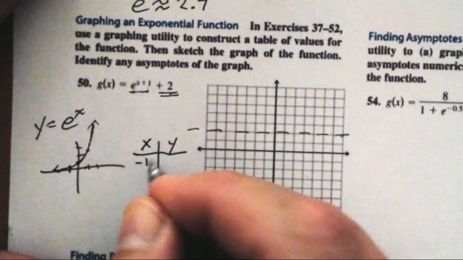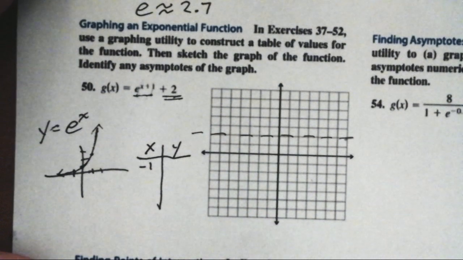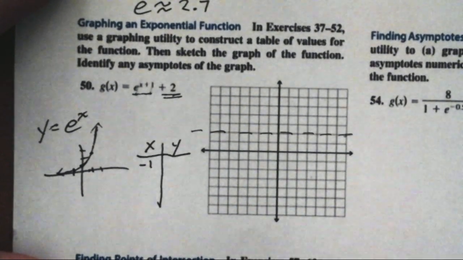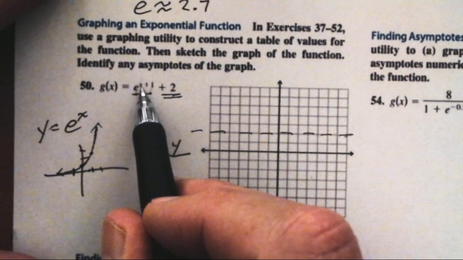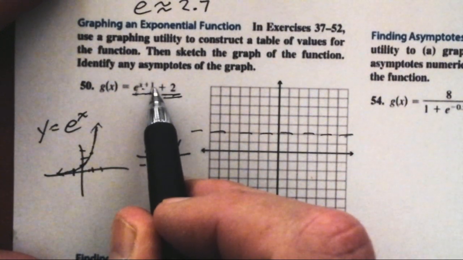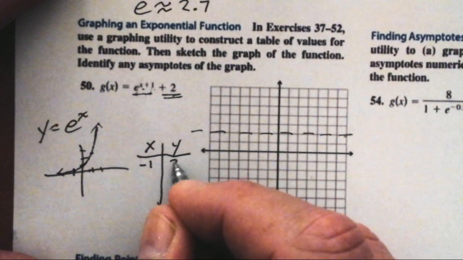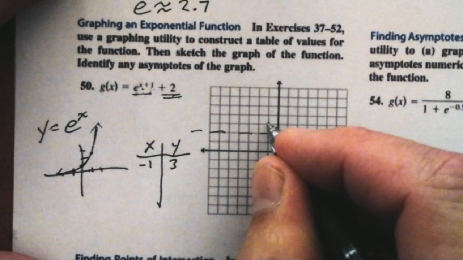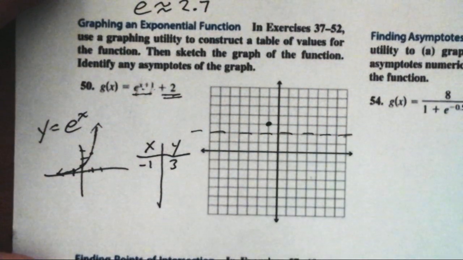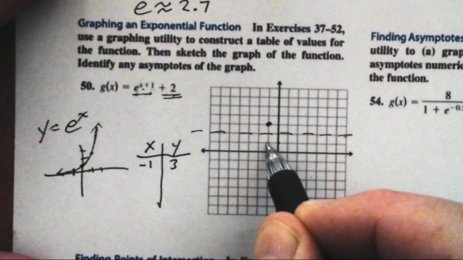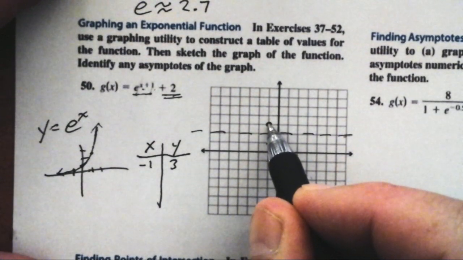I would start with -1. That is most definitely the most friendly value of x. Because when I put in -1, I get e to the 0th, 1, plus 2, 3. -1, 3. And that's really where my pivot point moved to. Notice my pivot point usually starts here. It went left 1, up 2.